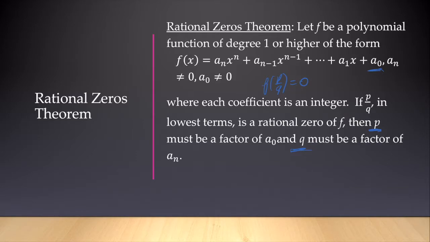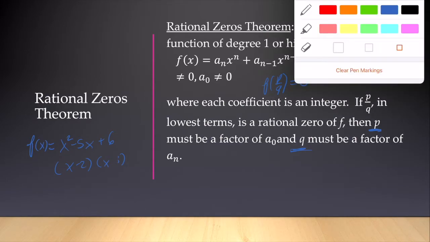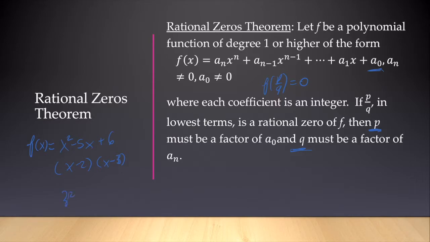So let's look at a very familiar example. I have f of x equals x squared minus 5x plus 6, which we know factors to x minus 2, x minus 3. Maybe not that familiar of an example. So our zeros: x minus 2 equals 0 gives x is 2, and x is 3. Well, 2 and 3, in this case, are factors of 6. So p must be the factors of 6, and q is 1.